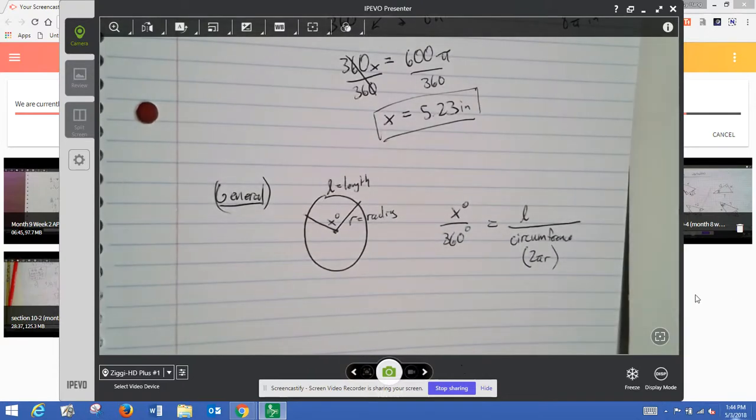I want to get through these two sections. I'll put up 11. I guess I have to put up a video for 11-3.